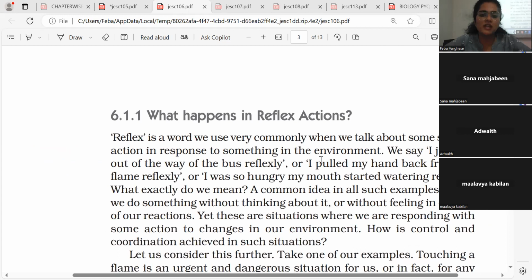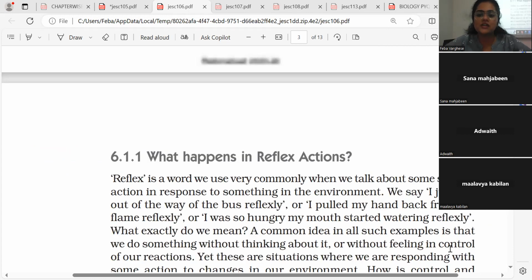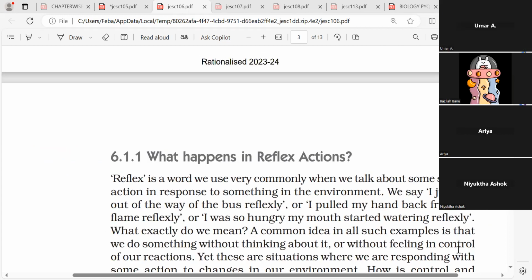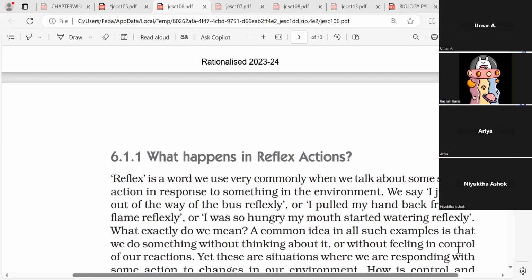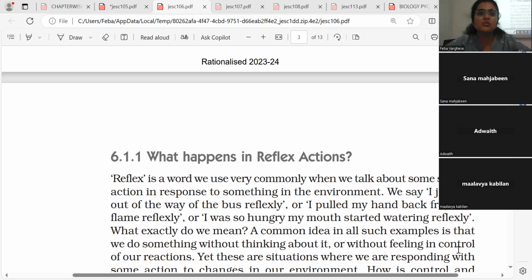Now, about the reflex action, can anybody say what a reflex action is? It is an involuntary, unconscious response to a particular stimulus so as to protect our body from a dangerous situation.